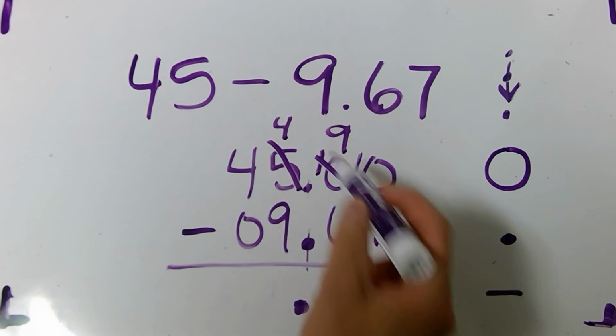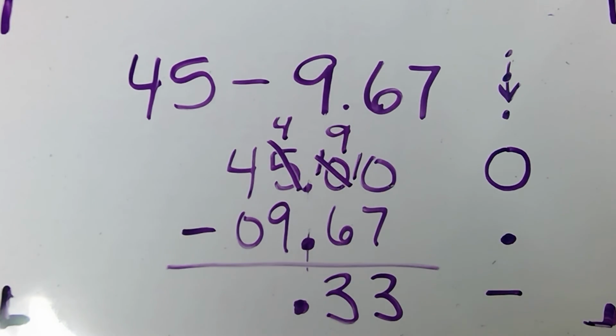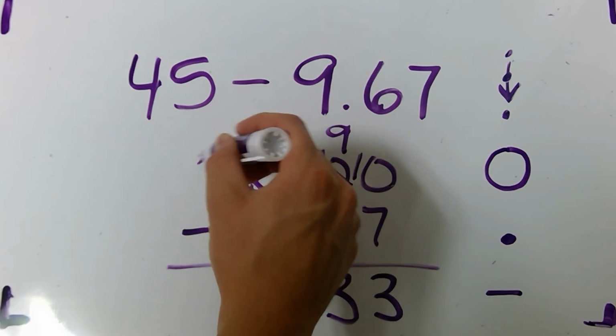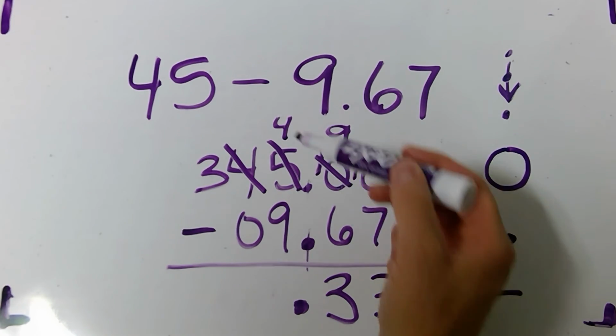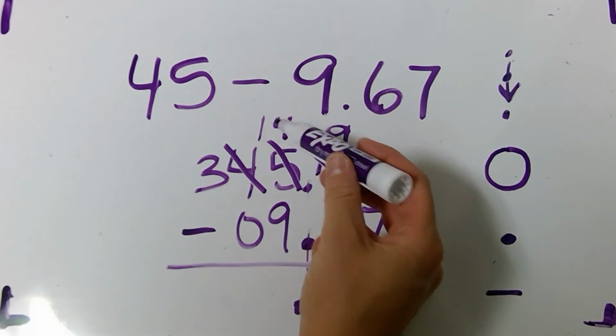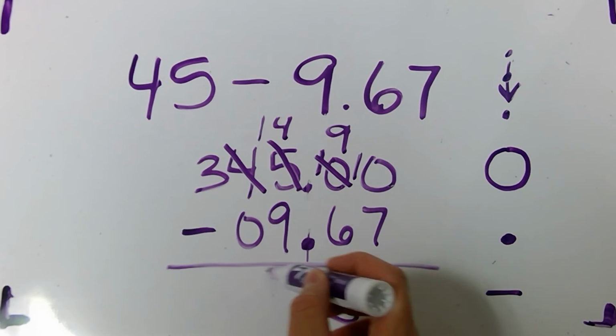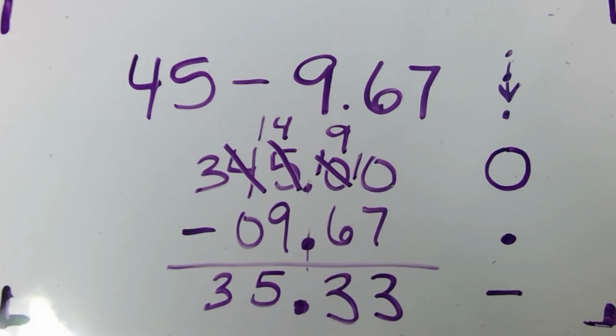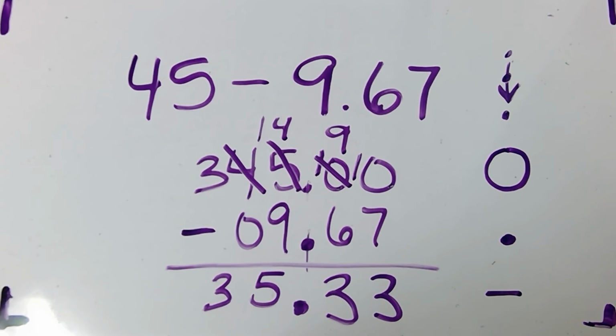It's 3. 4 minus 9, I can't do that. So I have to borrow from the 4 over here, and it becomes 3. And the one that I borrowed from that 4 makes this one 14. Now I can do 14 minus 9, which is 5. And then 3 minus 0 is 3. So your answer is 35 and 33 hundredths. Good luck with your subtracting your decimals.